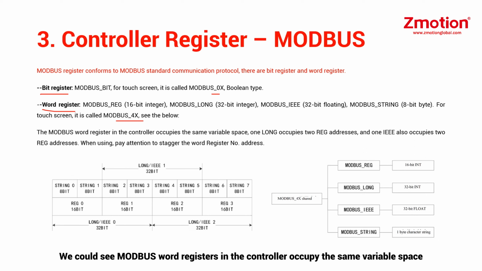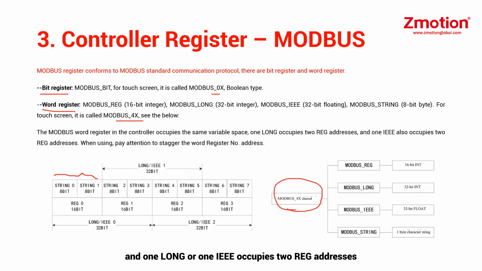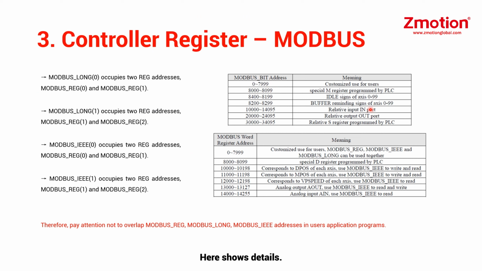We could see Modbus word registers in the controller occupy the same variable space, and one LAN or one IEEE occupies two REG addresses. But when using them, pay attention to stagger their addresses. Here shows details. The front 8000 are customized by users. The remainder are for system data.